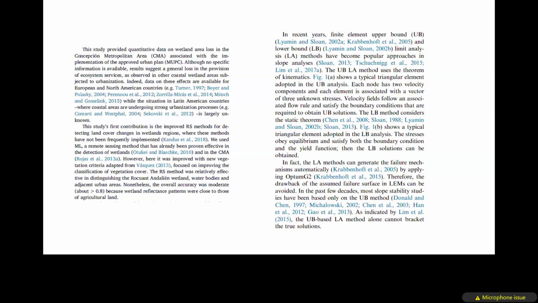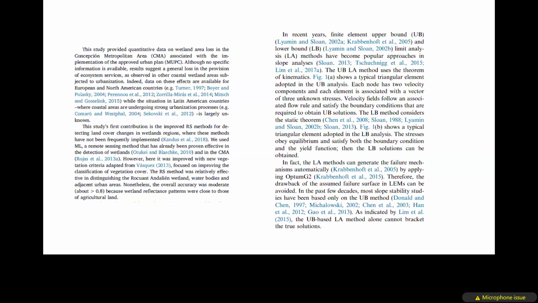Now let us look at the right-hand paragraph. The first few lines: in recent years, a finite element upper bound, and so on. The second line, the UBLA method uses the theorem. All these are just descriptions from the previous work, right? And in the middle of the page, you have the extension of the description part. So the first paragraph altogether is all descriptive, right? They are summarizing the previous work descriptively, and the second part.